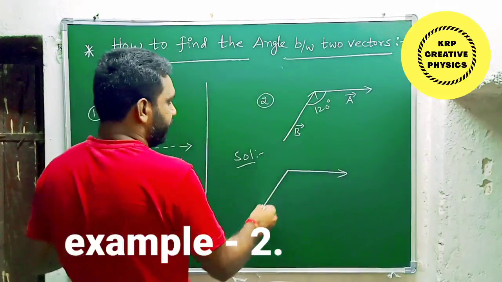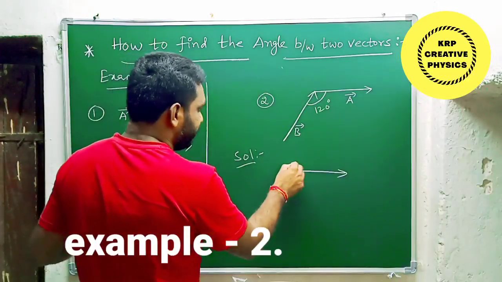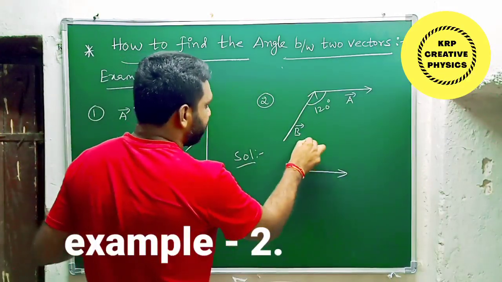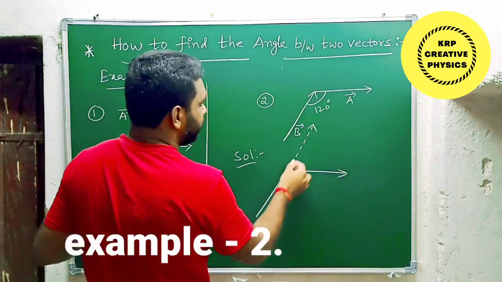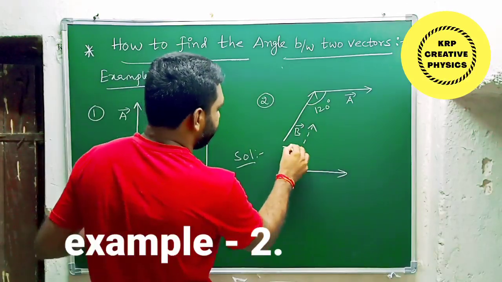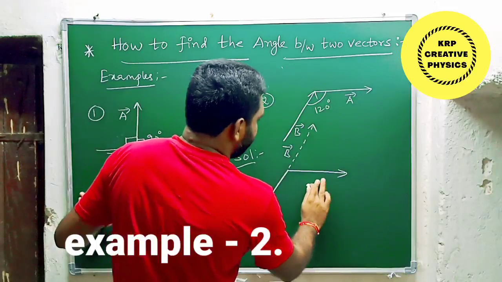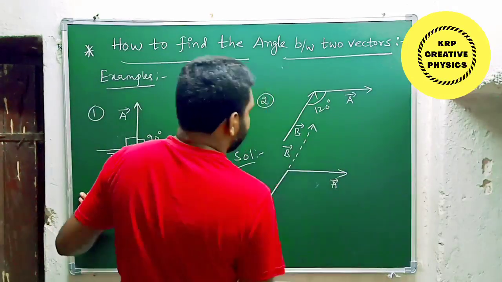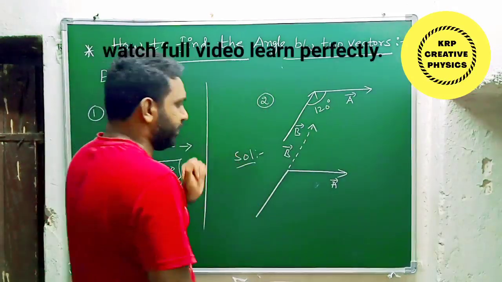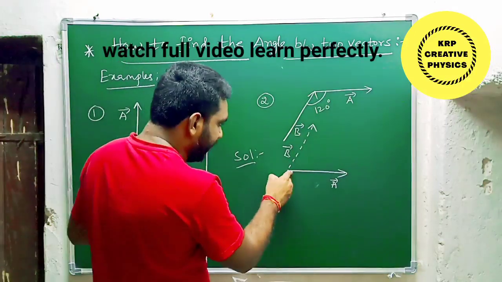So we need to extend vector B here. So I am going to extend vector B. So this is vector B and this one is vector A. Okay? So now it will be correct. Why? Because tail to tail.